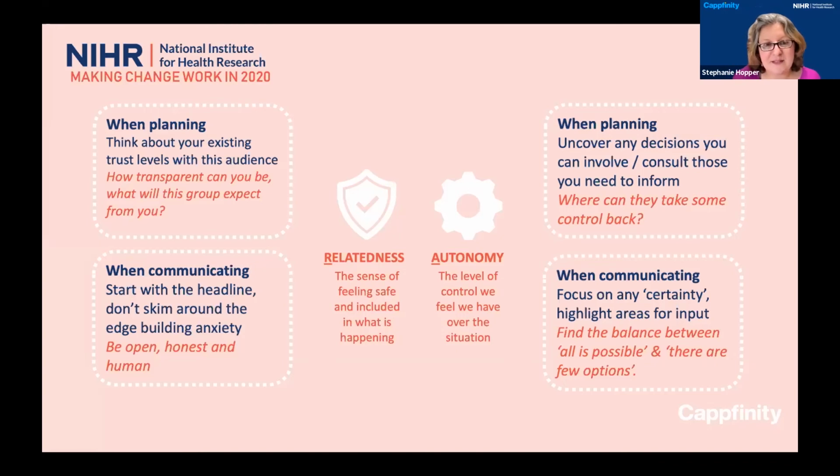The other element of this model is autonomy. So autonomy relates to control. The danger is we can feel a strong need to micromanage every inch of this change, especially if we feel responsible. But that's a surefire route to block autonomy.